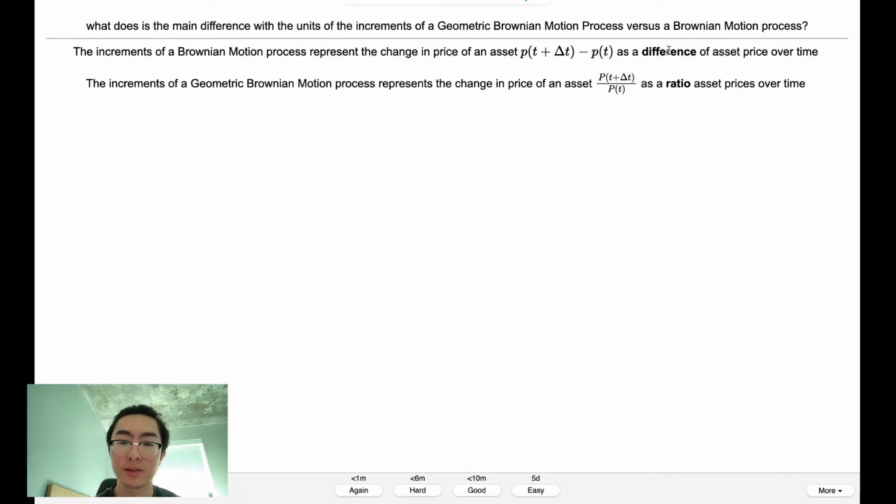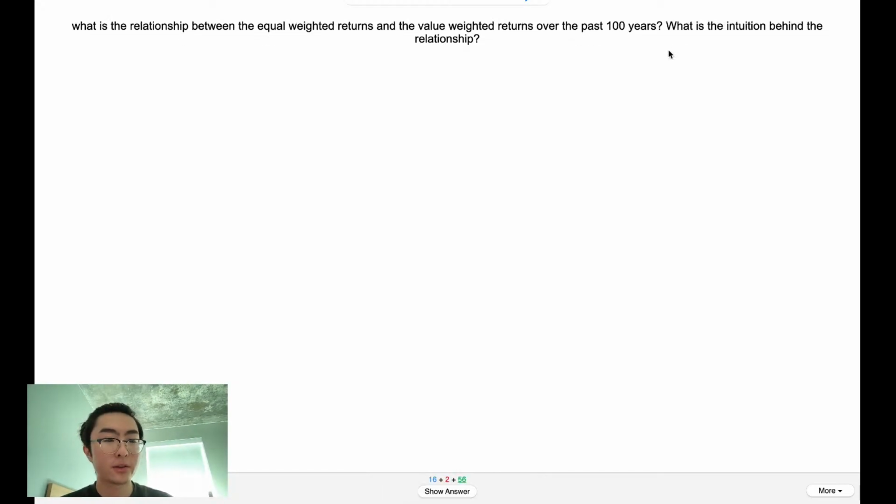Ratio of asset prices over time. So it's change in price of an asset as a ratio of asset prices over time. Okay. Did not really get that, so I'm going to put that as hard.